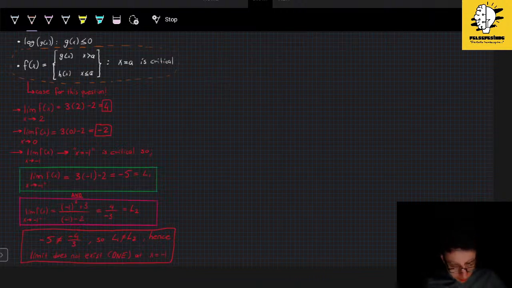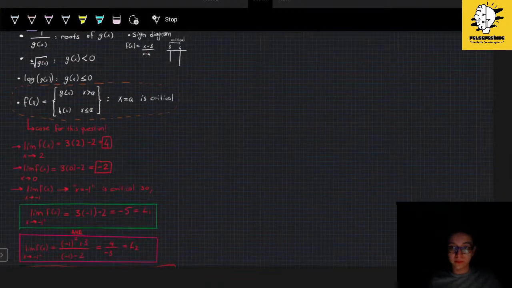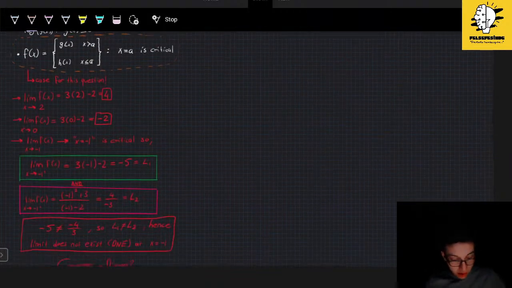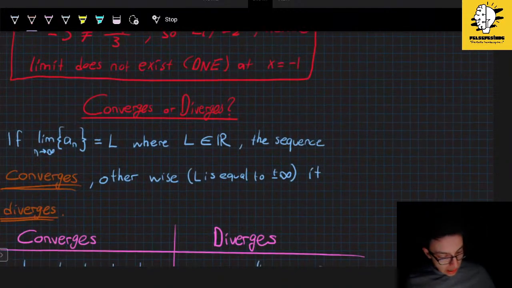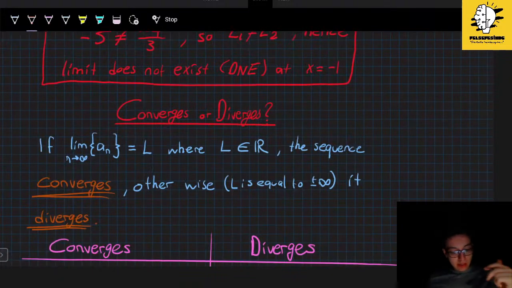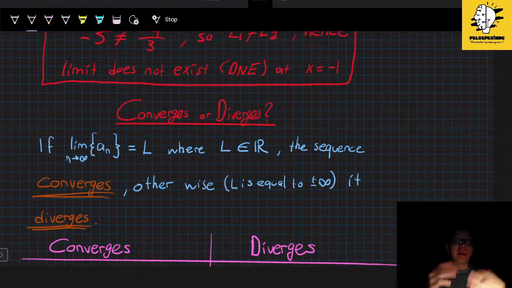Definitely. So, shall I continue again? I hope everything is clear here. Check for the critical value and so on and so on. Okay, so converges or diverges. This is an important concept once again. So if the limit as n approaches infinity of the series a_n is equal to L, where L is a real number, the sequence converges. Otherwise, meaning if L is equal to plus or minus infinity, it diverges.